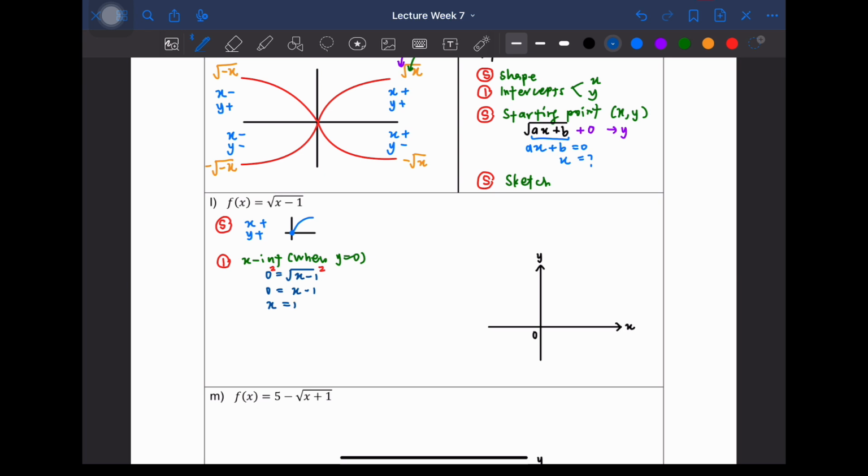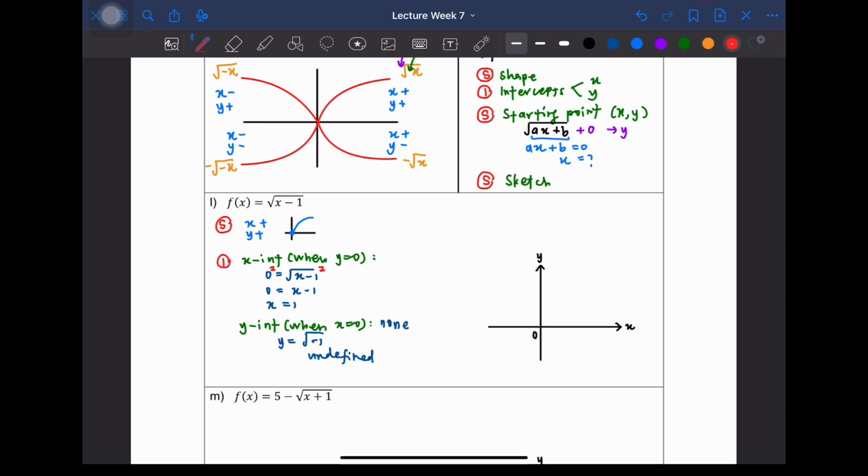Okay, and then moving on to the y-intercept. So y-intercept when x is equal to 0. Okay, so x equal to 0 means that kita akan ada y is equal to square root of 0 minus 1. So, dia jadi square root of negative 1. So, dalam square root tak boleh ada negative number. So, dia jadi undefined dekat sini. Okay, undefined means that none lah awak punya y-intercept. Dia tak langgar paksi y pun.